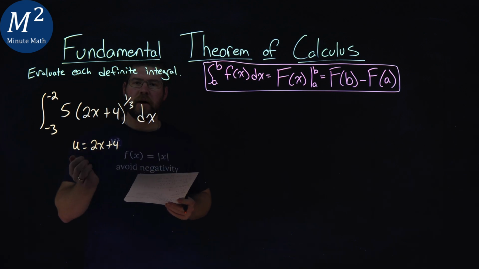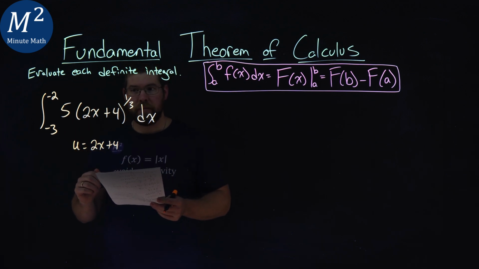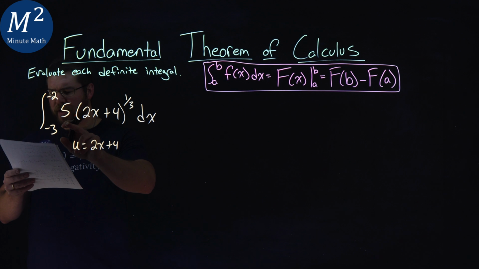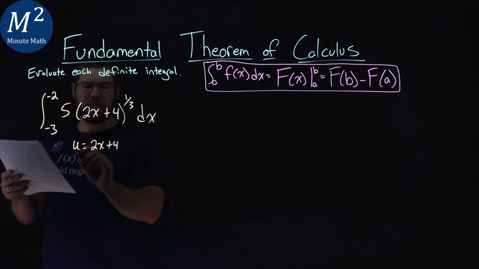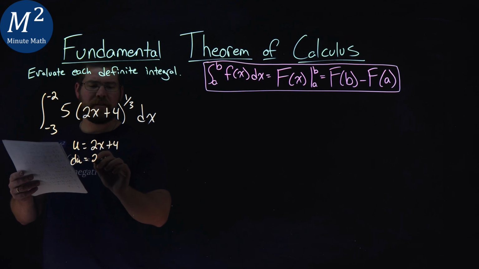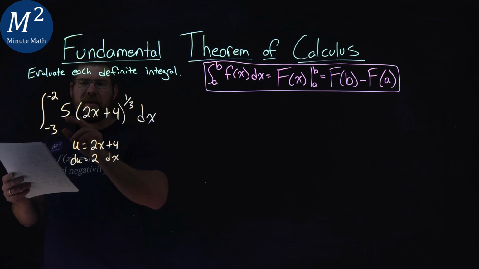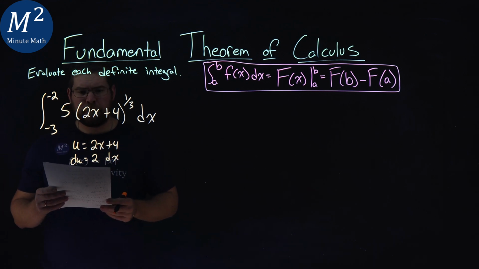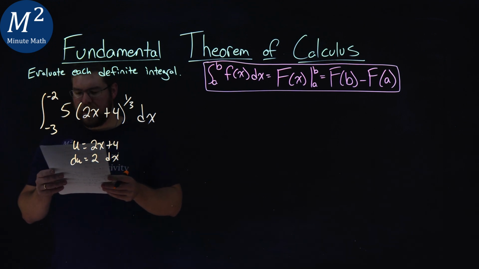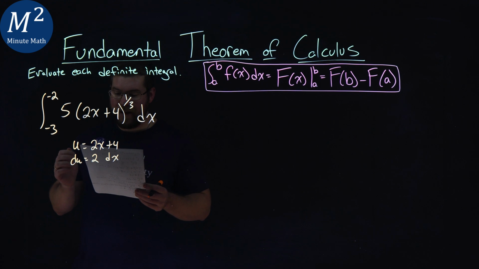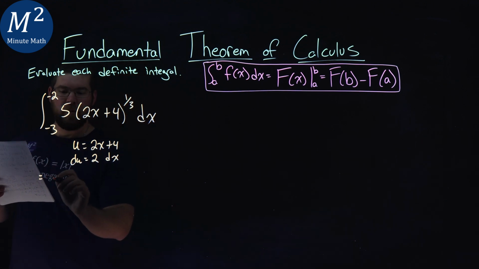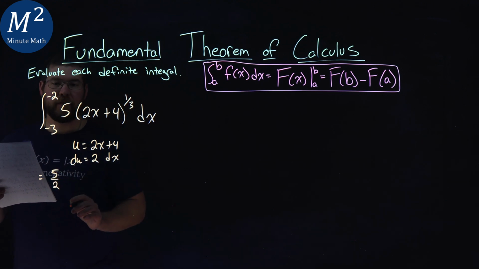If that's my u value, what can I make my du value be? Well, that 5 out here is kind of hard to get, because if I take the derivative, I have a 2 dx here, and the 5's in the way. But if I rewrite this and put a 5/2 out front, we can write this as a 5/2 like this.